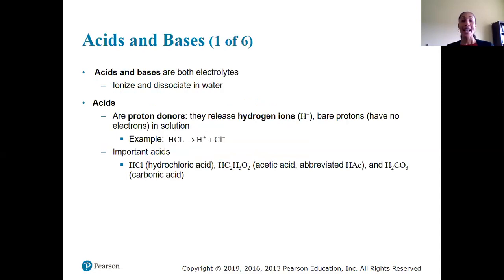All right, on to acids and bases and pH. Acids and bases are both electrolytes because they are ions that are going to dissociate in water. Acids are what we call proton donors, meaning that when they dissociate or break apart in water, they will release hydrogen ions or bare protons in the solution. So if we take hydrochloric acid and put this particular product in water, it's going to completely break apart into hydrogen and chloride.